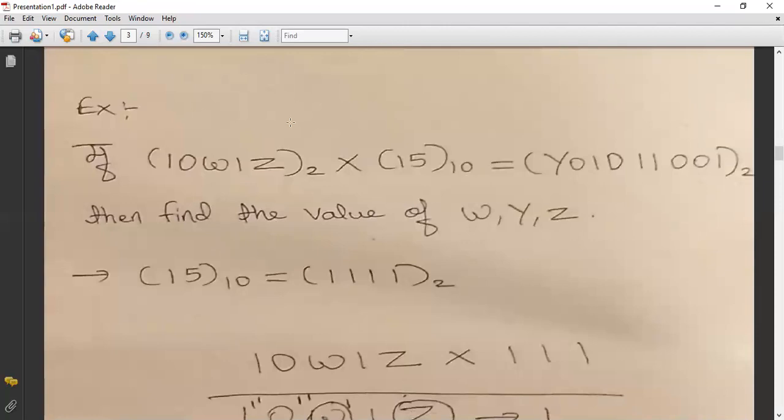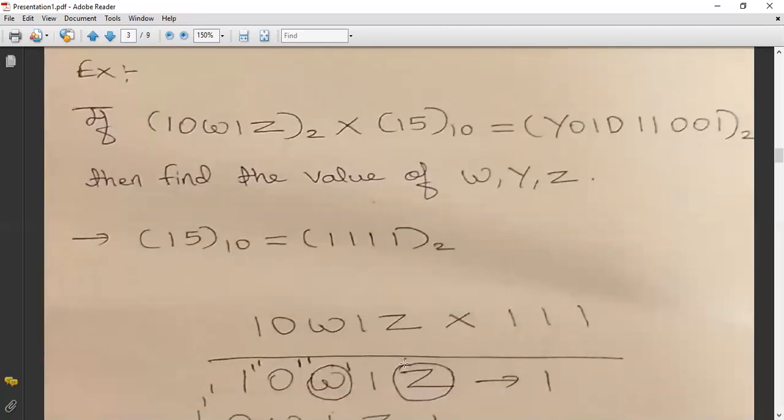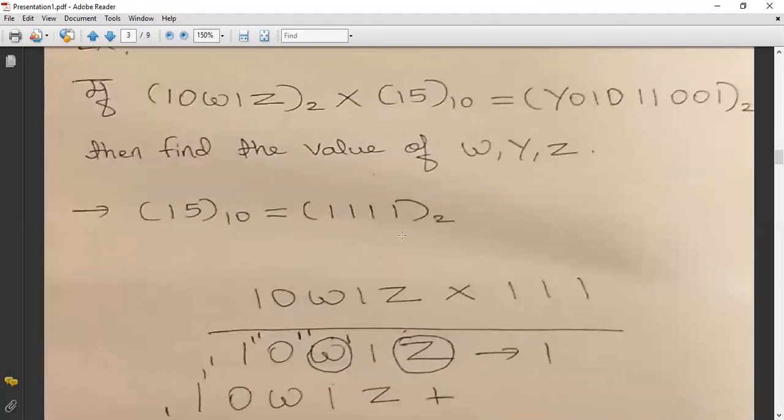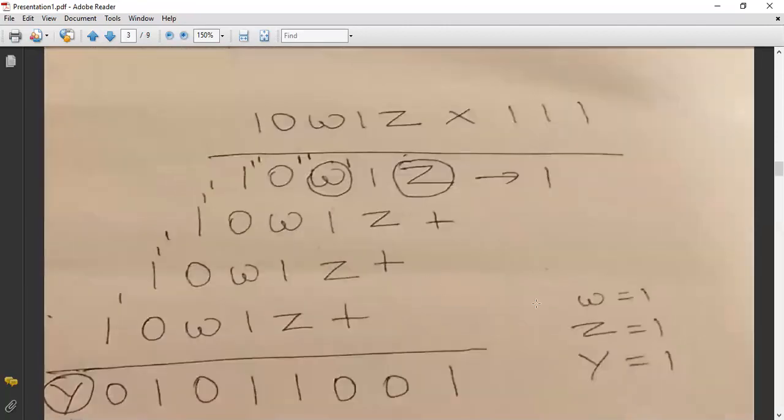First, if we observe, the answer is in binary form and one part of the question is in binary form. So first we are going to convert this 15 to the base 10 into its binary form. Converting this decimal number into binary, we get 1111 in base 2. Now let us write this: 10w1z multiplied by 1111. Let us write down the steps. We know the answer, but we need to find the values of w, y and z, so for that purpose we are going to write each and every step.